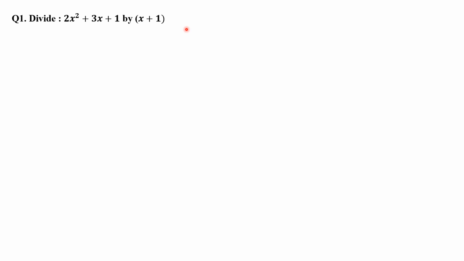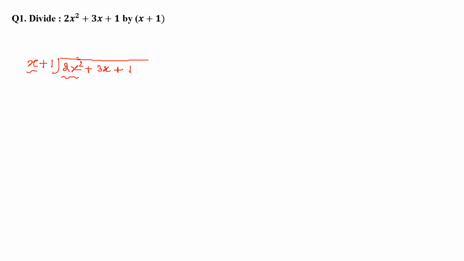So now I have to start my division process. Like in a normal division, first we have to write the divisor here, which is x plus 1, and then the dividend I am going to write here, which is 2x square plus 3x plus 1. Now the second step was we have to divide the first term of the dividend, which is 2x square, by the first term of the divisor, which is x, to obtain the first term of the quotient.